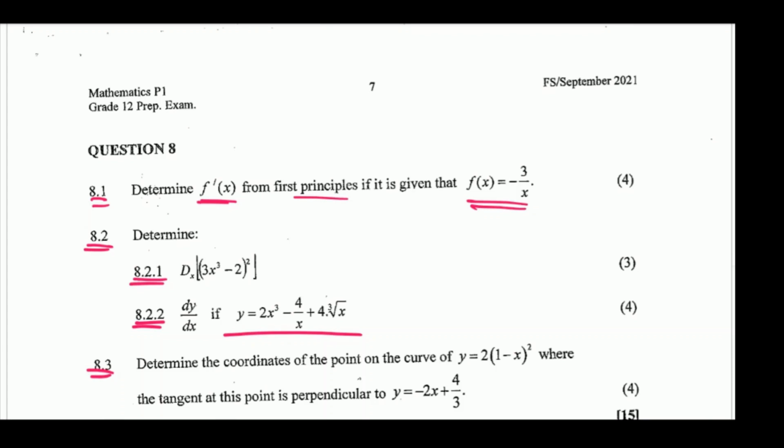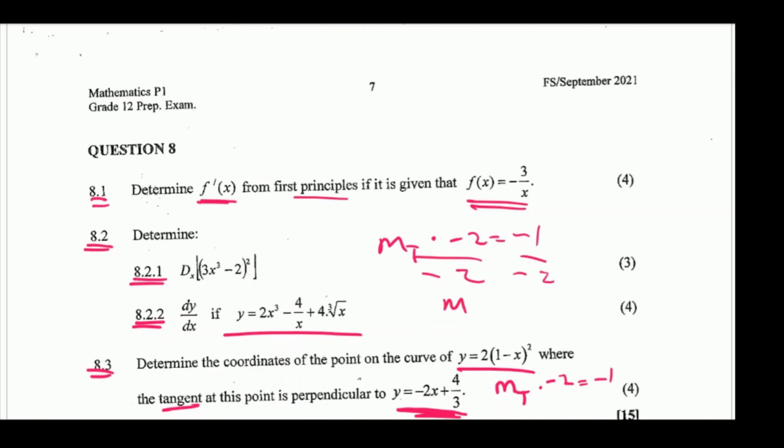8.3, so we are asked to determine the coordinates of the point on the curve y equals 2 into 1 minus x all to the power 2, where the tangent at this point is perpendicular to this equation here. If the tangent is perpendicular to this equation, it means the m of t multiplied by the m of this equation, which is minus 2, gives you negative 1. So m of t multiplied by negative 2 equals negative 1. Then we divide by negative 2 on both sides. So the gradient of the tangent is 1 over 2, right?